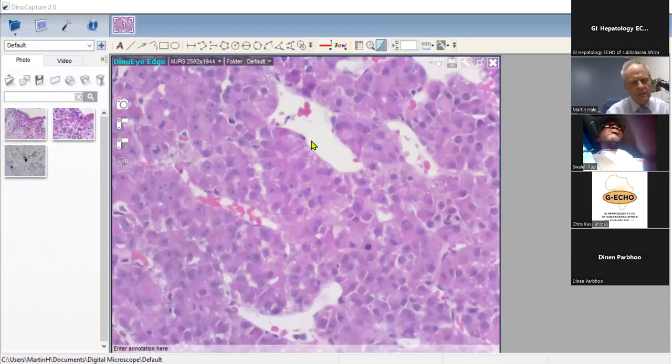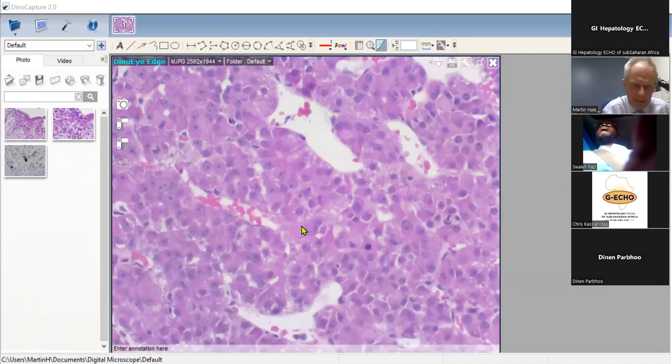And you'll recall that in the liver, the sinusoids are not lined by endothelial cells, but lined by sinusoidal lining cells. And the immunohistochemistry profile of these particular cells is that they are CD34 positive, which helps one make the diagnosis, particularly if you've got a well-differentiated hepatocellular carcinoma.